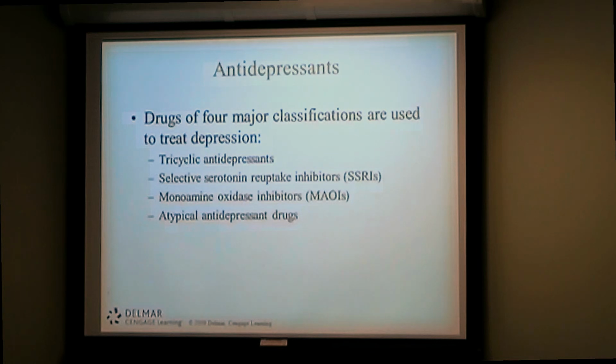Now we're going to the antidepressants. I'm going to spend most of our time on antidepressants now, most of our 5 minutes that's left. With antidepressants, we have a couple different categories. Tricyclic antidepressants and selective serotonin reuptake inhibitors are probably the two most common. We'll be spending most of our time on the selective serotonin reuptake inhibitors. Our monoamine oxidase inhibitors, MAOIs, we will spend very little time on.